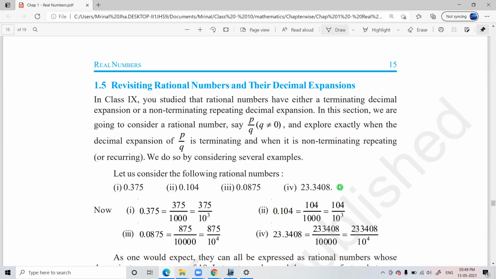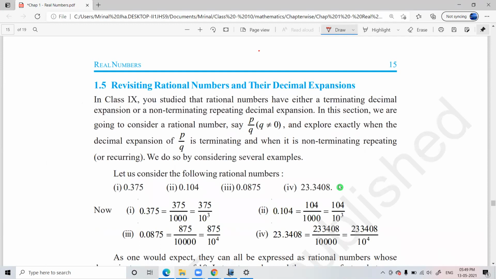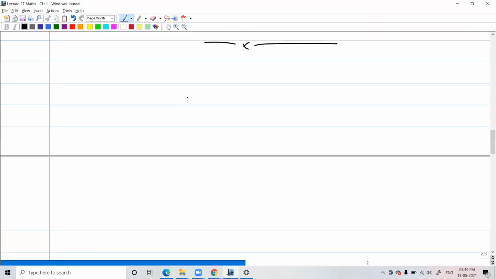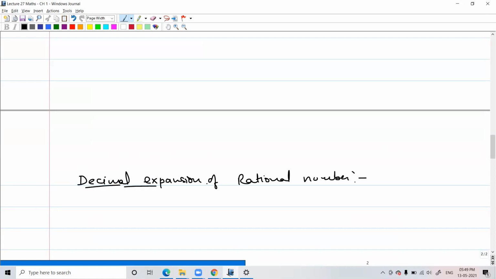So in this part, we are going to talk about the decimal expansions of irrational numbers and rational numbers, revisiting rational numbers and their decimal expansion. If something is a rational number, do you remember what the decimal expansion of a rational number can be like? Terminating and non-terminating and recurring. Yes. Good. The decimal expansion of rational numbers. I think we had seen this in detail, so all of you should remember it.